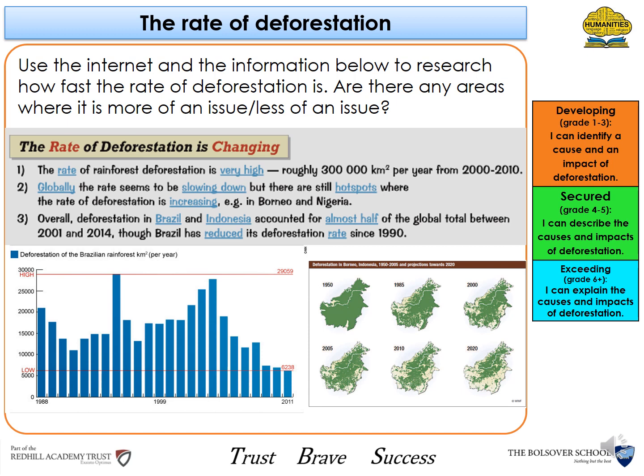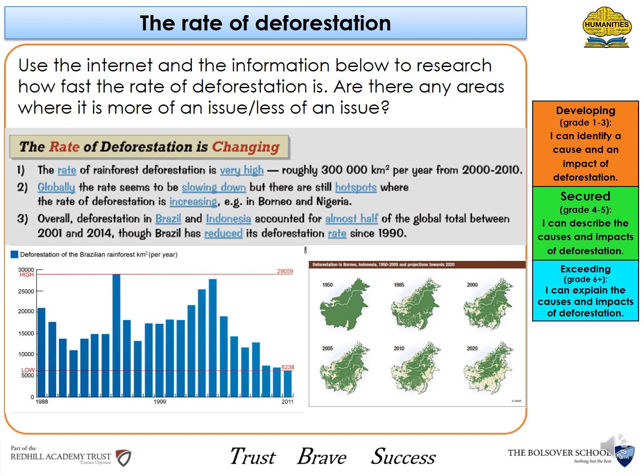Now, the rate of deforestation, there's lots of different figures about this on the internet. There's some figures that talk about the size of a football pitch being lost every 2 seconds, and there's no definitive number on this. But if we go with what our revision guide says, the rate of deforestation is very high. It's about 300,000 kilometres squared per year between 2000 and 2010. So every year, 300,000 kilometres squared is being cut down.